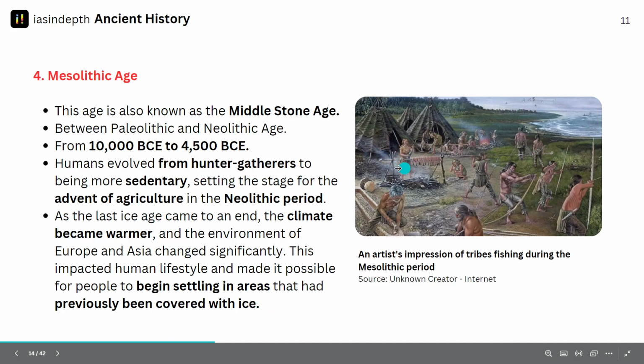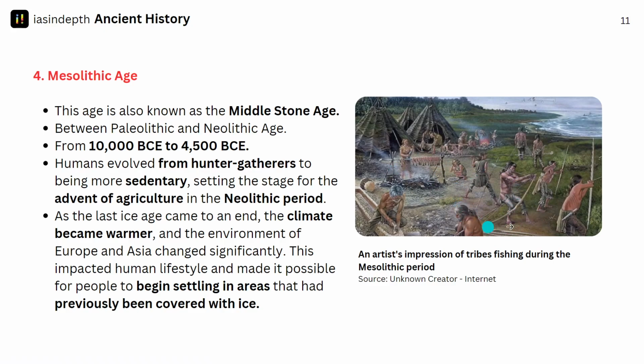This is an artist's impression of tribes fishing during the Mesolithic period. We have already discussed that they started to settle near their sources of food. From where they were getting the food, they started to settle in those regions. So the fishermen community, those who were fishing for their livelihood, started to settle near lakes or rivers or oceans. The image source is not clear, so we have given credit to an unknown creator from the internet.